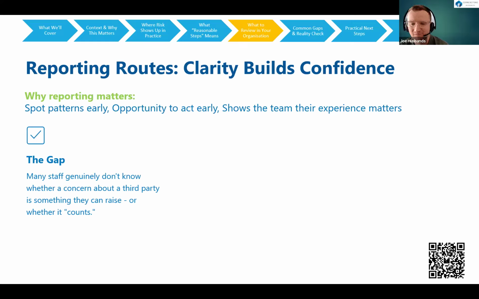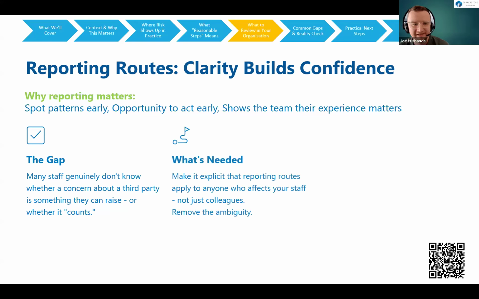But when it does come to third party behavior, people often aren't sure. Does this count? Is this something I can actually raise? And if there's uncertainty there, people are far less likely to speak up. So it's important to make it explicit that reporting routes apply to anyone who affects your staff, not just colleagues.